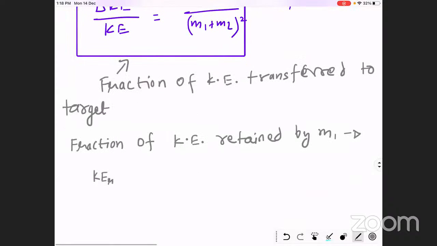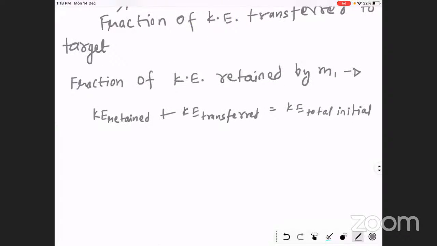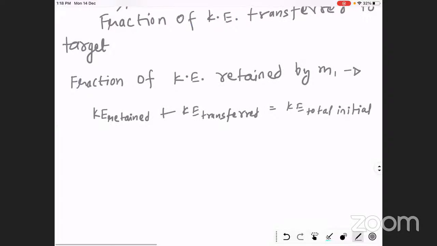Kinetic energy retained, एक मिनट रुको, retained plus kinetic energy transferred is equal to total kinetic energy. Do you agree? Yes, sir. है ना? Now you transfer total initial to the other side, so you will get kinetic energy retained plus kinetic energy transferred. Okay, no need to write this much big.